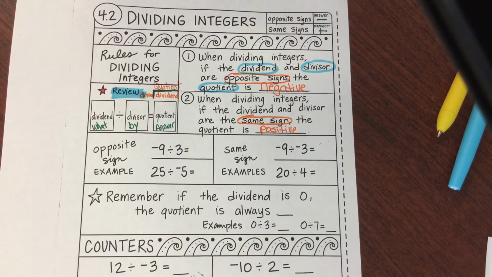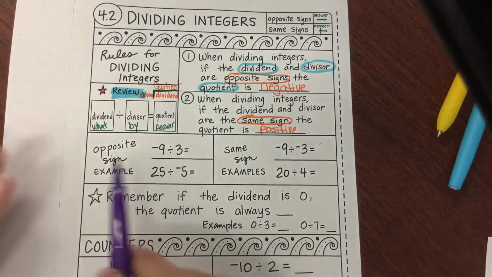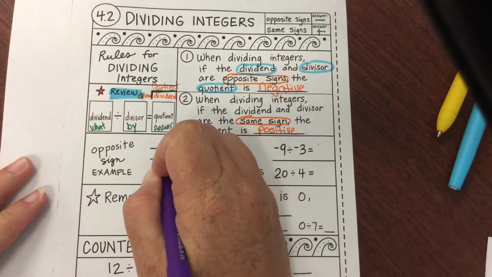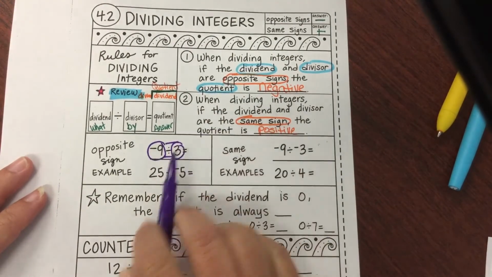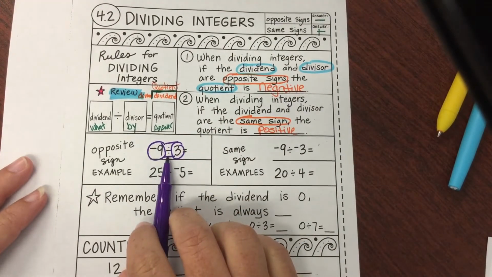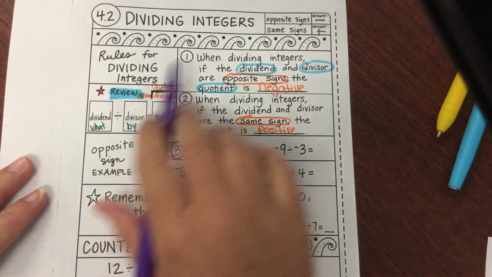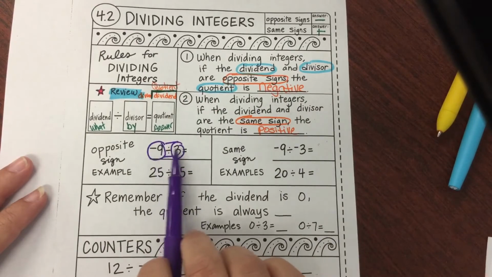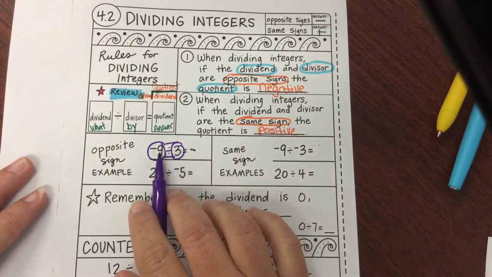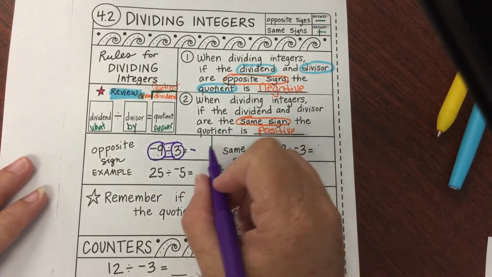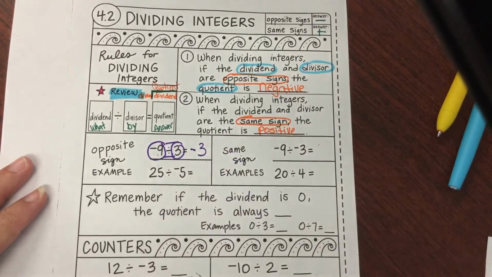All right, so let's look at some examples. We have opposite signs. So I'm going to look at what I'm doing. What am I doing to these two integers? I'm dividing, right? So then I'm going to follow my rules. Are my integers the same or different? Different. So my answer is going to be a negative. And what is 9 divided by 3? 3. Perfect. So my answer is a negative 3.